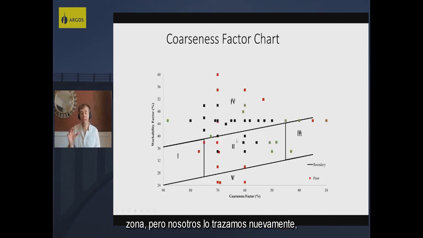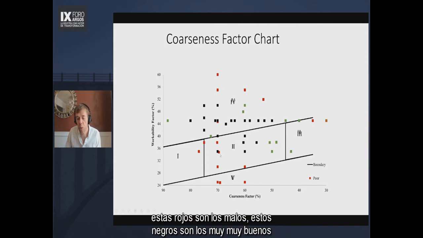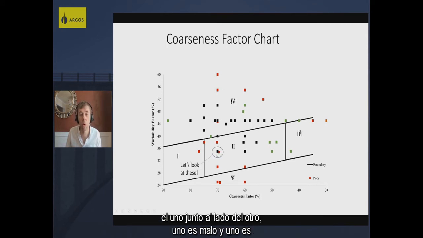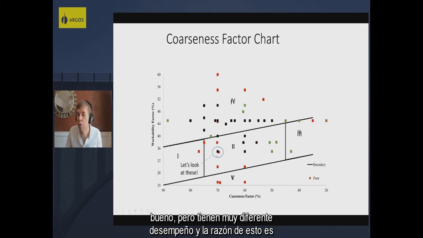But we plotted again. These red ones are the poor ones. These black ones are the very, very good performing ones. And let's look at these two. They're right next to one another. One is poor and one is good, but they have very different performance.